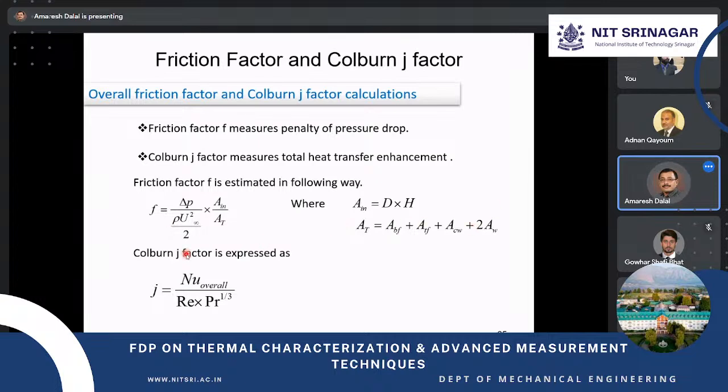Now you can use the Colburn J factor to get the overall efficiency. The Colburn J factor is calculated in this case as the overall Nusselt number divided by Reynolds number into Prandtl number to the power 1 by 3. It is textbook material. You can see it in any undergraduate heat transfer book. This J should be optimized, because as you increase something, your Nusselt number may increase, but at the same time f will increase. So you have to make J a factor such that you can get the maximum Colburn J factor.